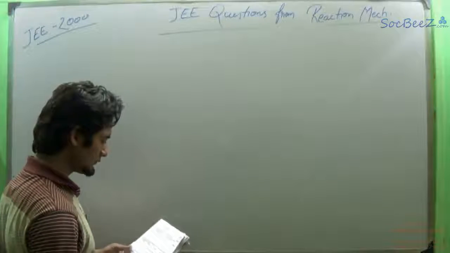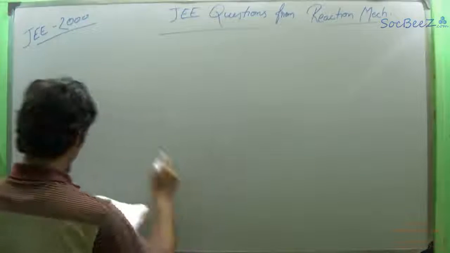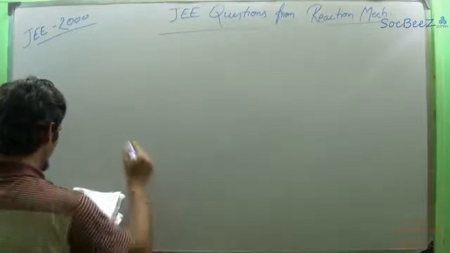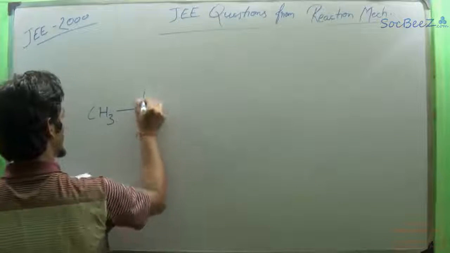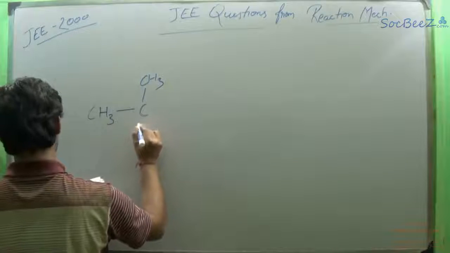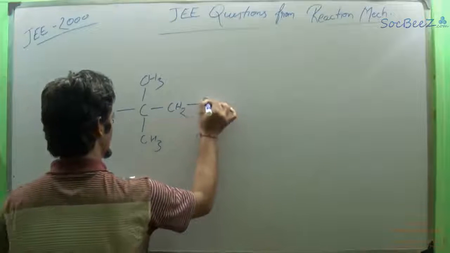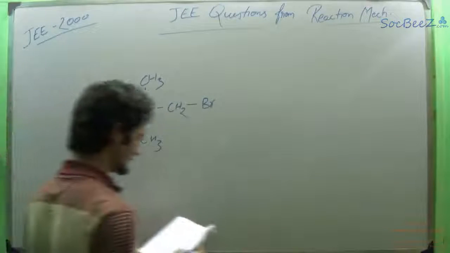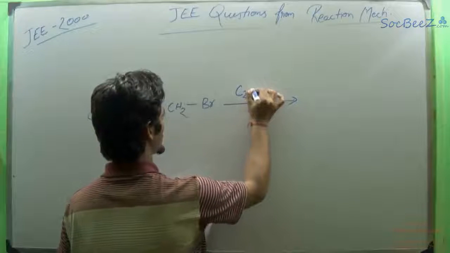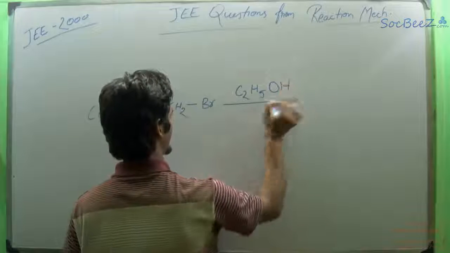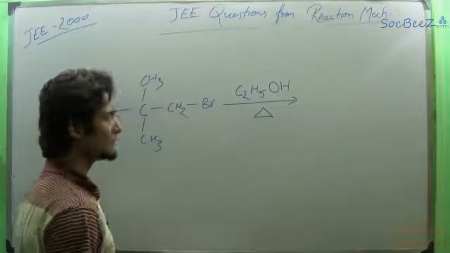The next question is from JEE 2000. What would be the major product in the following reaction? The reaction is (CH3)3C-CH2-Br with C2H5OH and heat. Again, we have our clue.